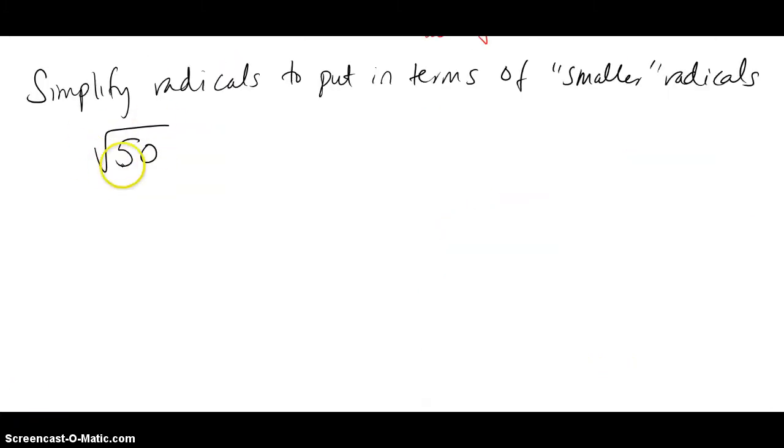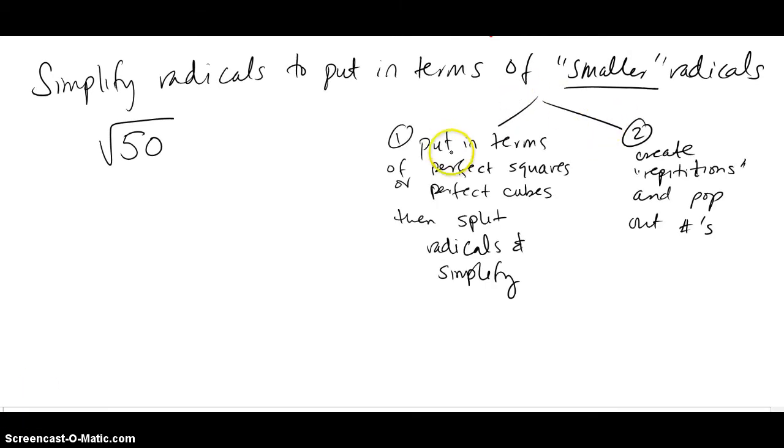The next thing we want to tackle is simplifying radicals to put them in terms of those smaller radicals I was talking about. So there are 2 methods we can do this with. Here are the 2 methods. Either put the radicand, this number inside, in terms of perfect squares or perfect cubes or whatever the index is, and then split the radicals and simplify, or create repetitions, that's the other key, and pop out the numbers that get out of the radical.